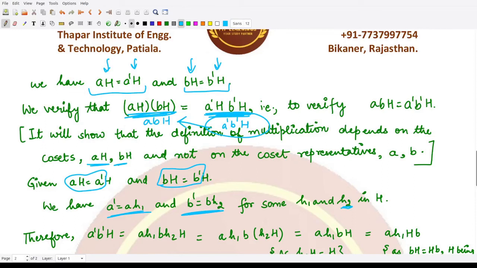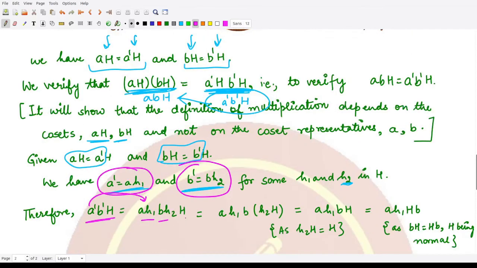So what would be A dash B dash H? Let's have a look here. When you start with A dash B dash H, by definition A dash is AH1 and B dash is BH2. So we can substitute it here, and next we have to perform certain operations. Here we can use the associative property, and what would be H2H? Now H2 is some member of H, so H2H would be equal to H using the properties of cosets. So you have H here.